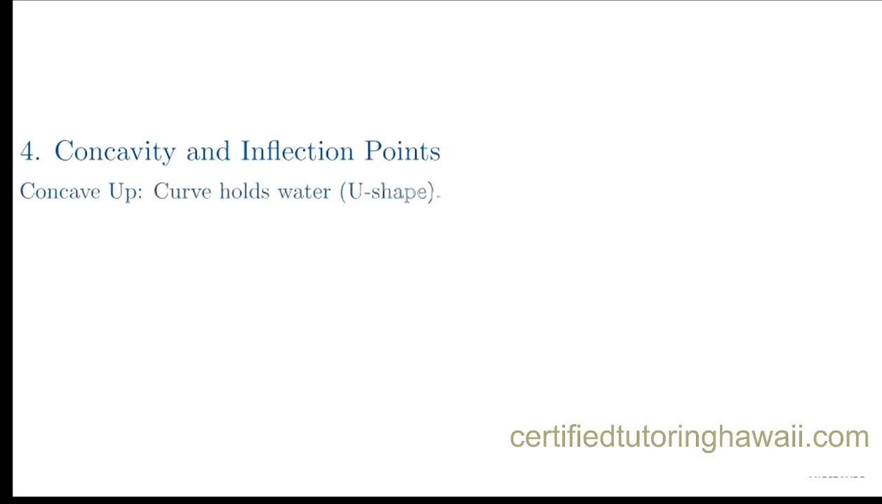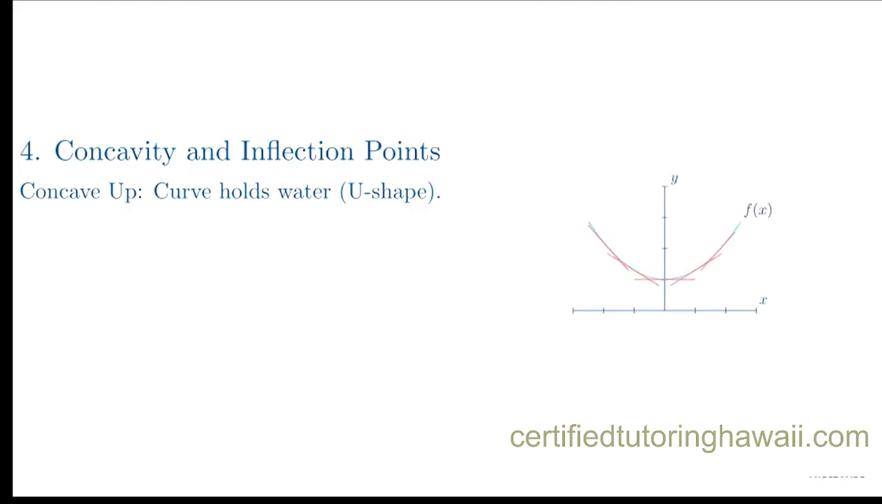Our final topic is concavity and inflection points. Concavity describes the curve's direction, and it's related to the rate of change of the slope. Let's explore concavity and inflection points. Think of it this way. Concave up means the curve is smiling, and concave down means the curve is frowning. Concave up is like a U-shape. More technically, a function is concave up if its rate of change is increasing. The graph gets steeper as you move from left to right. This means the slope is increasing.